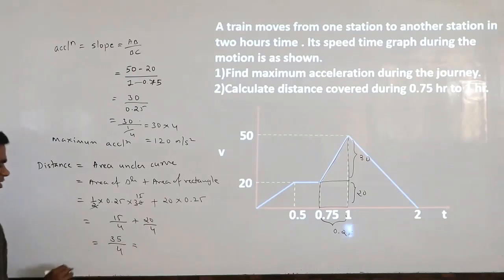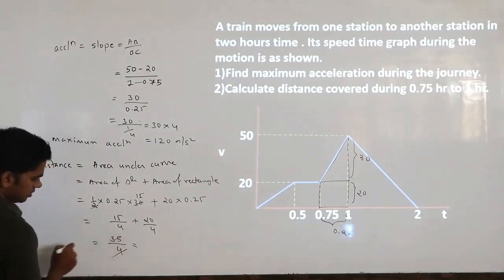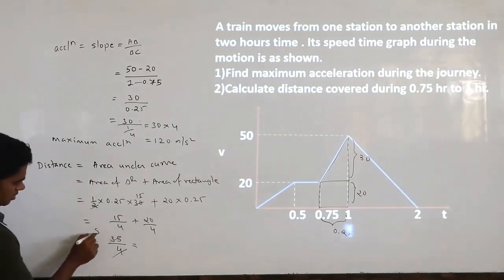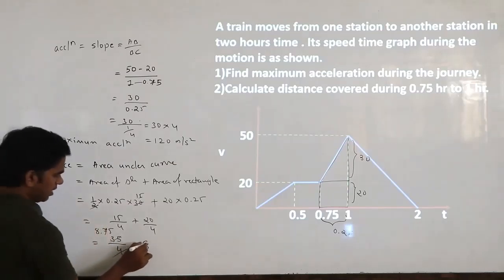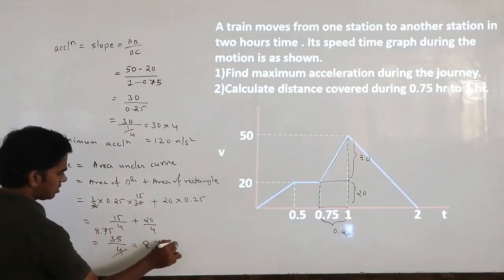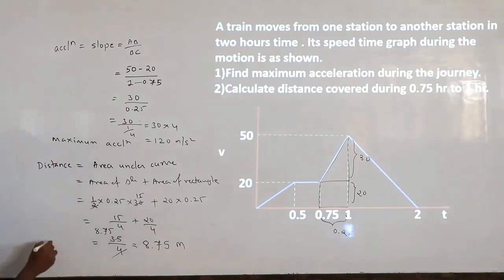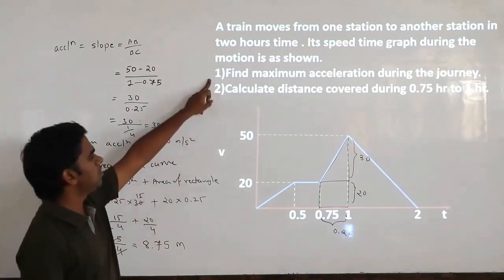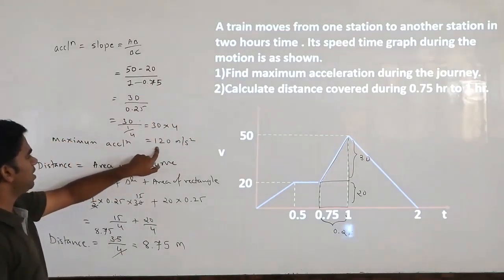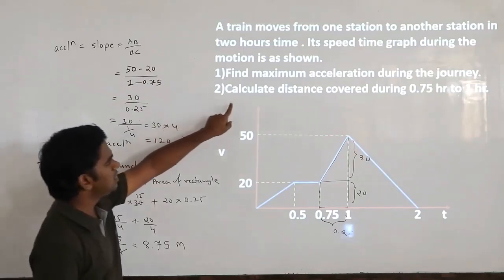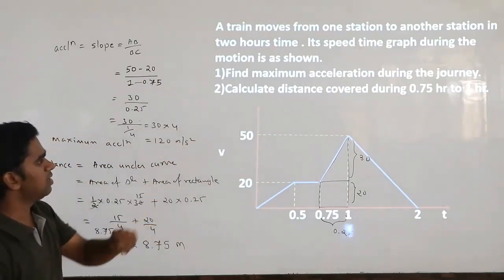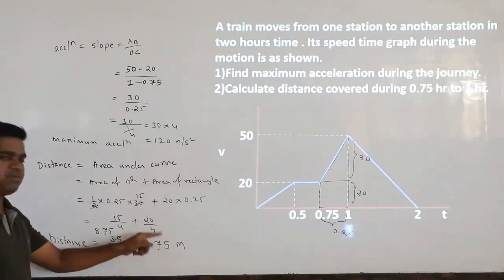So 35 by 4 means what? 4 eights are 32, it will become 30, so 4 sevens are 28, it will become 20, so 5. So 8.75. Distance means meter. So this is the distance. You got both. Maximum acceleration during the journey is 120 meter per second square. Distance covered during 0.75 hour to 1 hour is 8.75 meter.